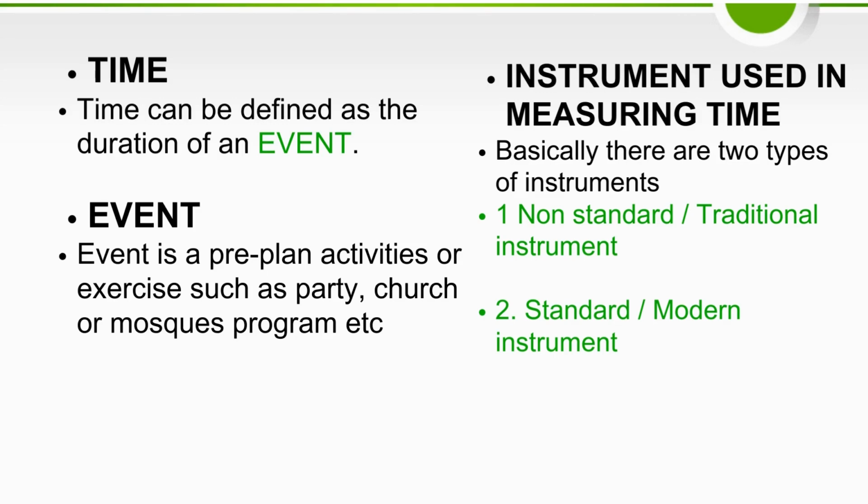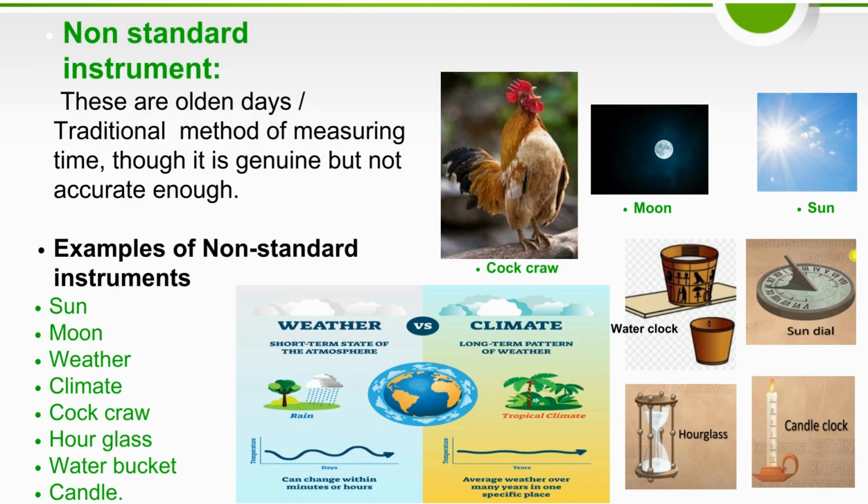Instruments used in measuring time. Basically, there are two types of instruments used in measuring time. We have non-standard instruments and we have standard instruments. Non-standard instruments are from the olden days, or we also call it traditional method of measuring time. This method of measuring time is genuine but not accurate. Examples of non-standard instruments include sun, moon, weather, climate, cockerel, hourglass, bucket, water bucket, and candle. Also, we use sundial, which is also known as shadow clock, to measure time in the olden days.